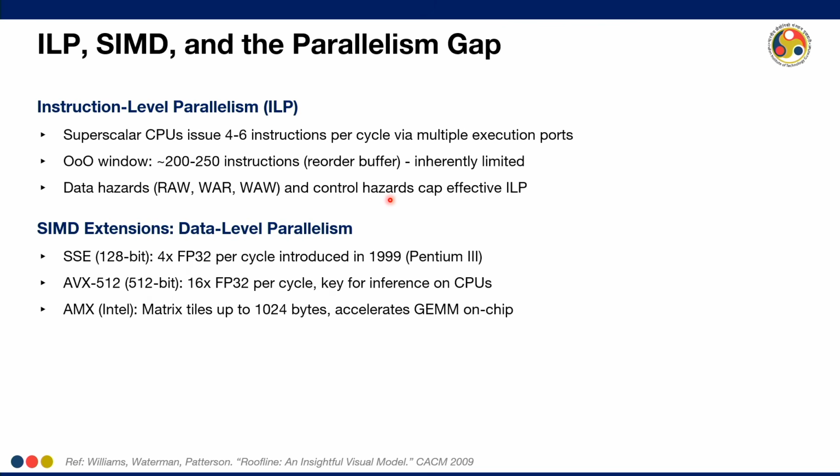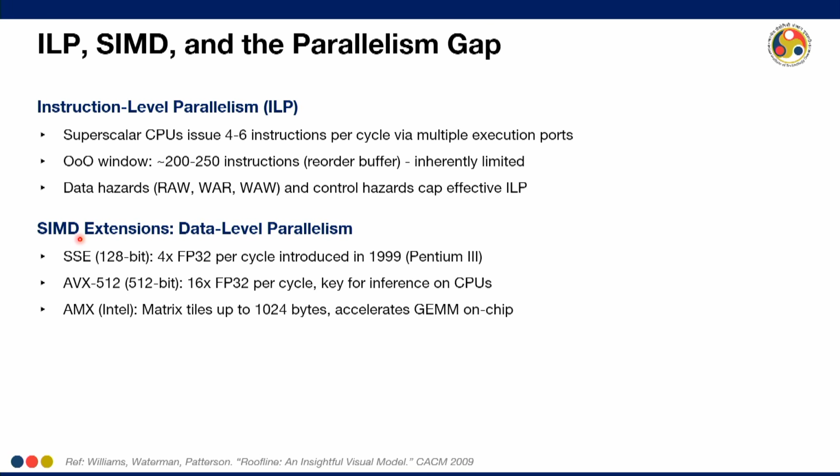So to improve performance further, modern processors also improve data level parallelism. SIMD is one such extension added to processors, like the AVX 512 extension in AMD processors. In Intel processors we have the AMX extension. What is SIMD? Single instruction multiple data. From the name itself we understand that this is to extract data level parallelism: a single instruction operating on multiple data.